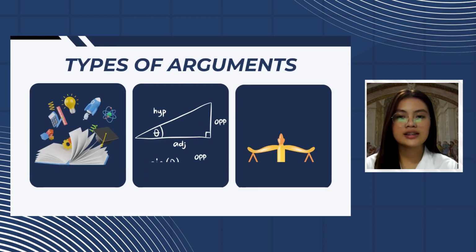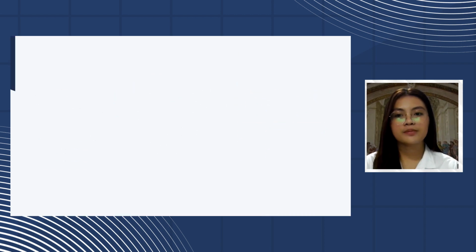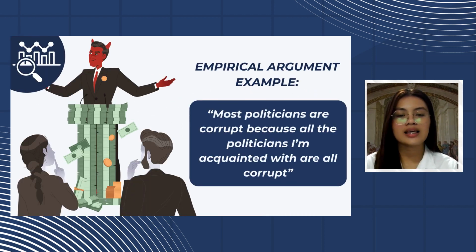Next, we move on to the types of arguments. We have three: the empirical argument, the analytic argument, and the evaluative argument. An empirical argument has a conclusion that something is empirically true, false, or probable. It may be an opinion, belief, or knowledge claim. An example would be arguing from the characteristic of a sample to a characteristic of a population.